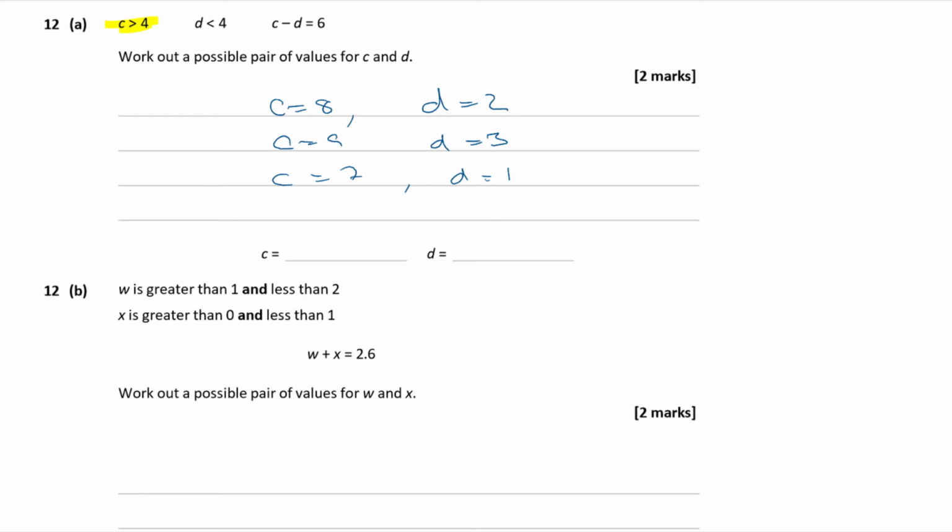Yeah, you could have c is equal to 6, d is equal to 0. I've given you 3 examples there. You don't even need 3, you just need one of them. So as soon as you found one, you can stop. So I'm going to go for 8 and 2.